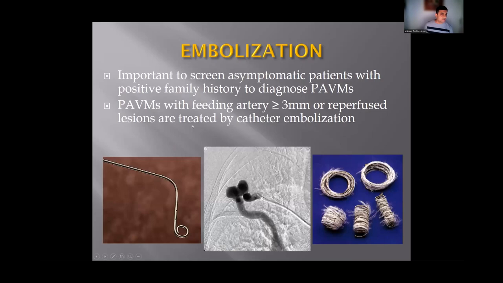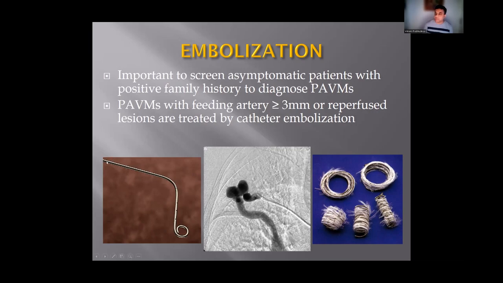So what is the treatment? Treatment is embolization. Embolization essentially means stopping the flow of blood through a blood vessel. Once the patient has been screened and they have AVMs that are considered significant, and usually the significant AVM is the one with a feeding artery that is roughly 3 millimeters or larger, or any AVM that has been causing symptoms, or an AVM that has been treated previously and has opened up again.